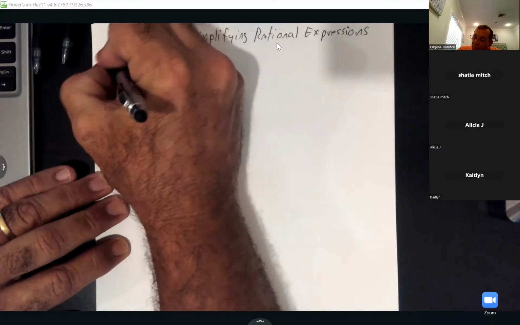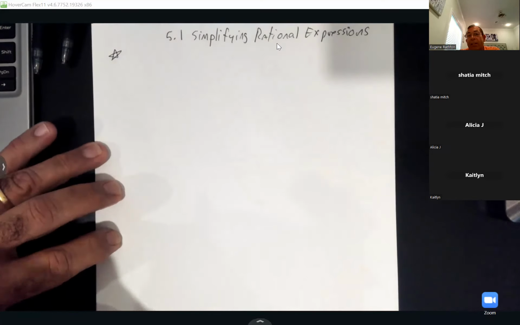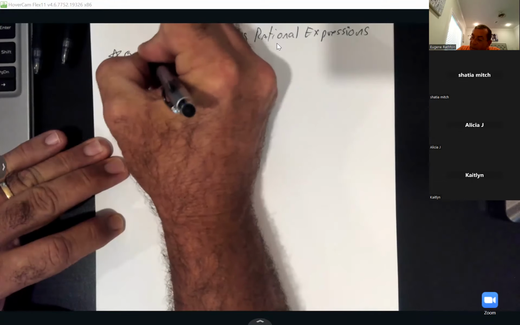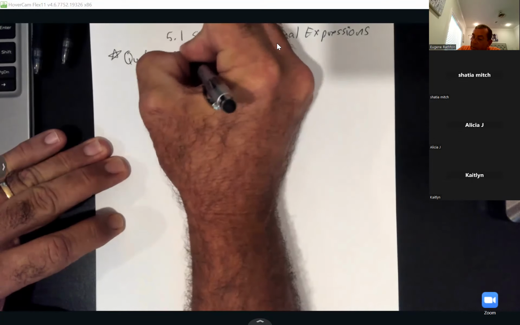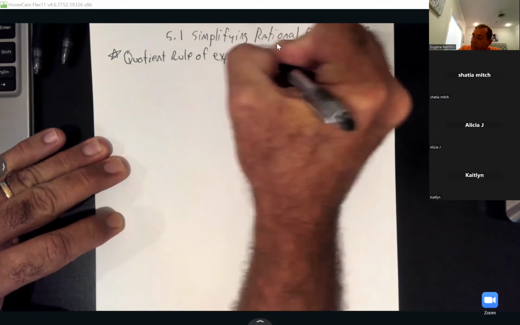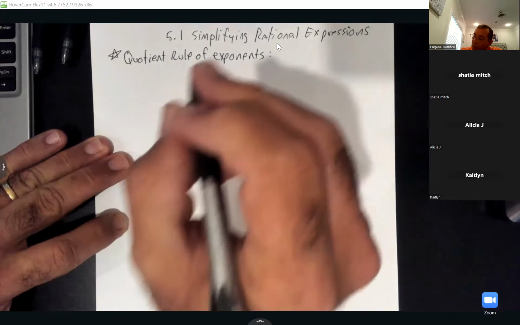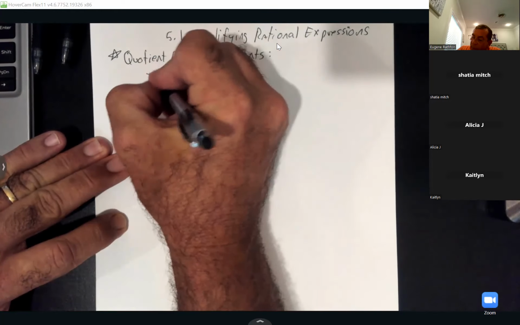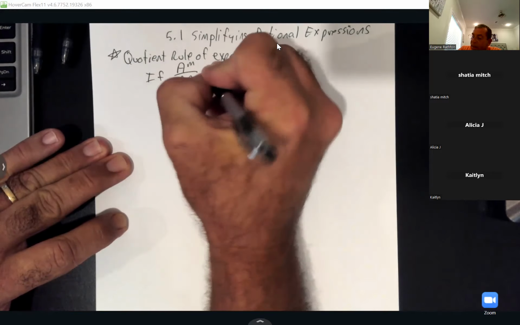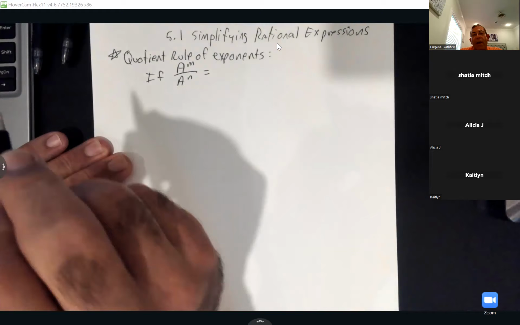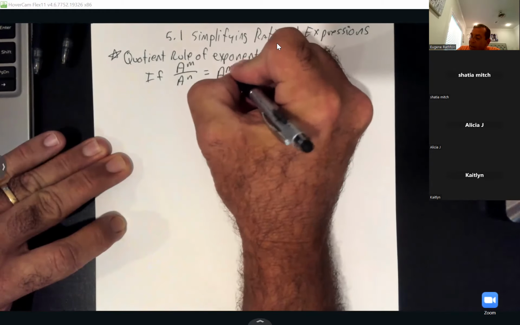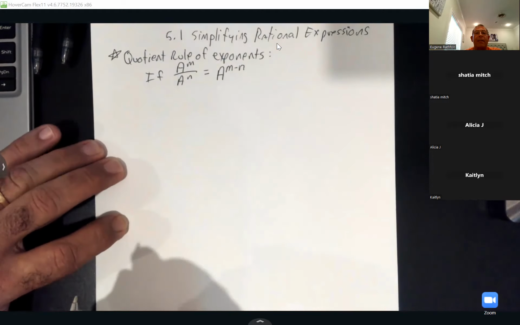All right, so a little property that'll help us in this section is for exponent rules. This is what we call the quotient rule of exponents. The quotient rule tells us if we have an expression such as a to the m over a to the n, then to simplify that, we subtract exponents. So it's going to equal a to the m minus n.